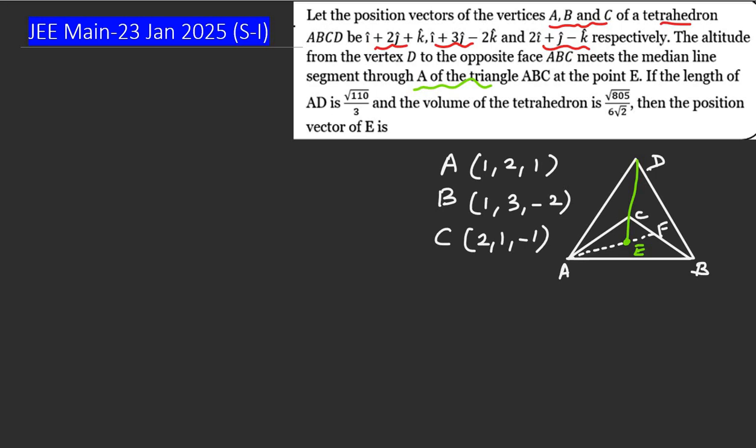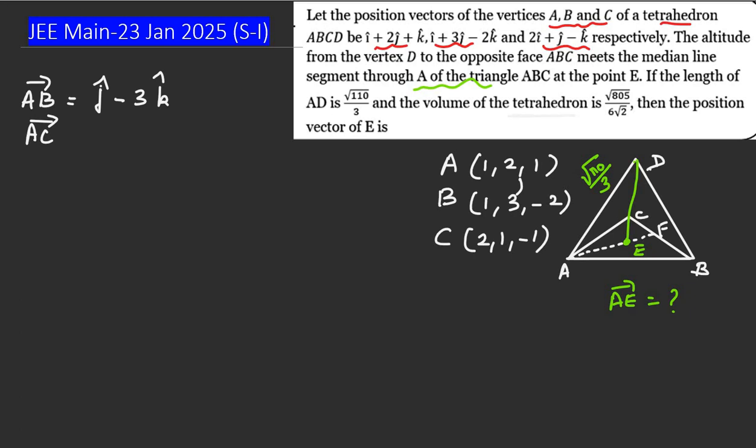If the length of AD is root of 110 divided by 3, then the volume of a tetrahedron is given. The position vector of E is to be found. So we have to find what is the AE vector here. OB vector minus OA vector is equal to J cap minus 3K cap, and we find what is AC vector.